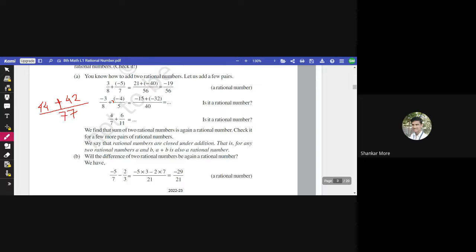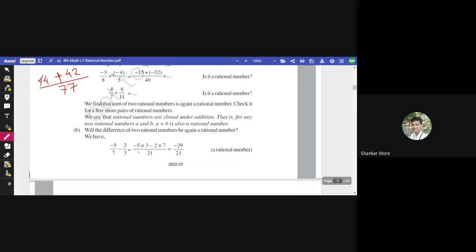Okay. So we say that rational numbers are closed under addition. That is, for any two rational number a and b, a plus b is also a rational number. So what is our conclusion? Rational numbers are closed under addition.